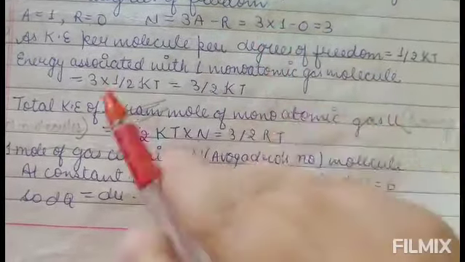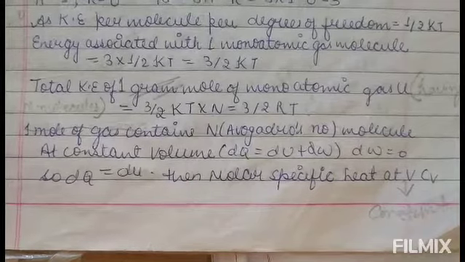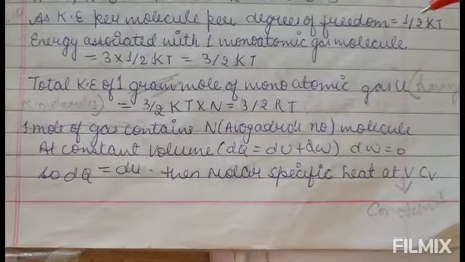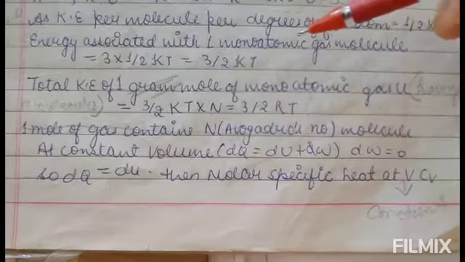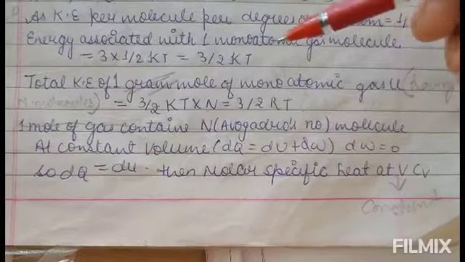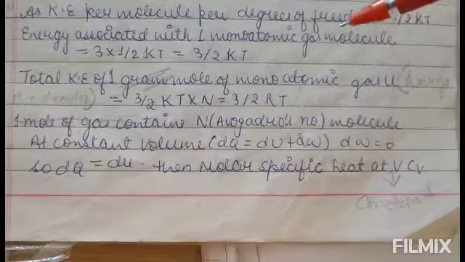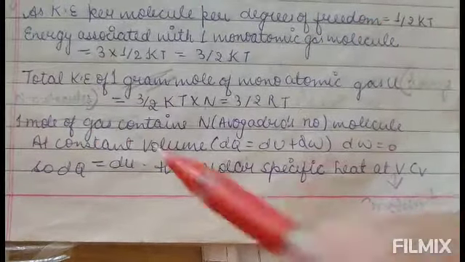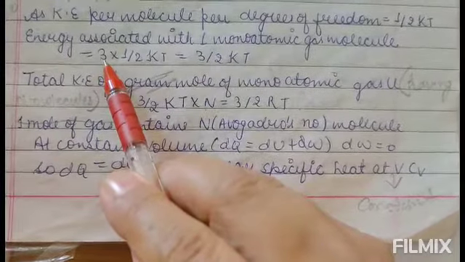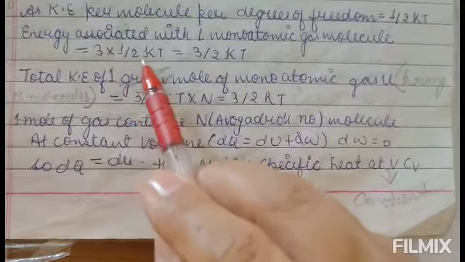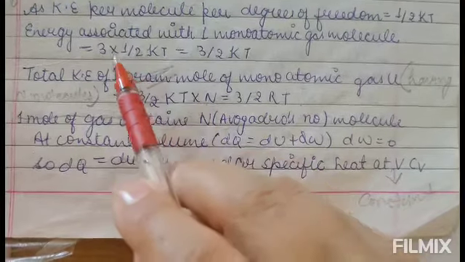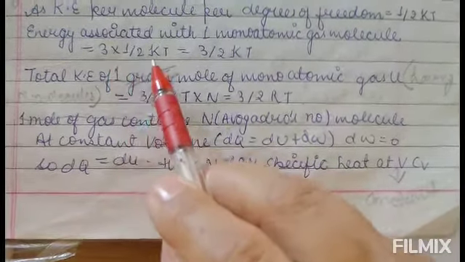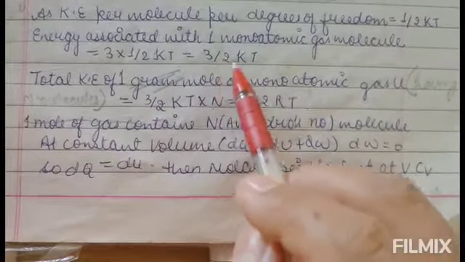The kinetic energy per molecule per degree of freedom, given by the law of equipartition of energy, is half kT. So the energy associated with one monoatomic gas molecule, because there are 3 degrees of freedom, is 3 into half kT, so it is equal to 3/2 kT.